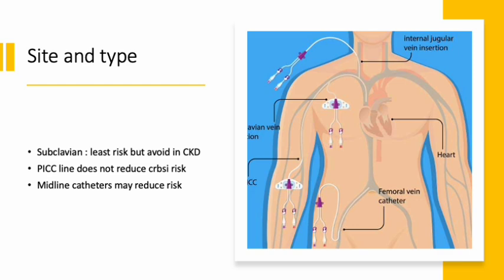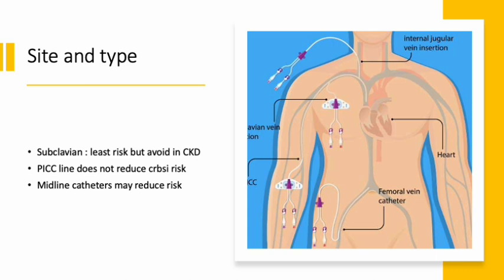Regarding the site where the central line should be inserted, the subclavian route is preferred for the lowest risk of infection. However, it cannot be used in patients with CKD as it hampers the future prospects of establishing a fistula for these patients on the same side of the body.